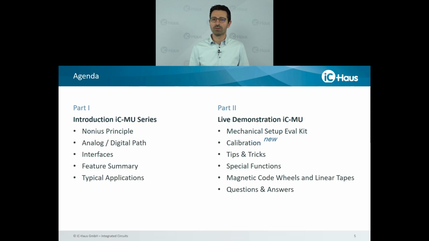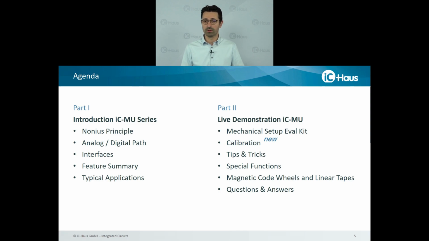We divided this webinar into two parts. So part one is more related to the newcomers. I will give you an introduction about the iC-MU series. We will see how we can calculate an absolute position with the nonius principle. We will dive into the chip and see how the analog and the digital part is built up, which interface options we have, and then I will summarize all the features and we see some typical applications.